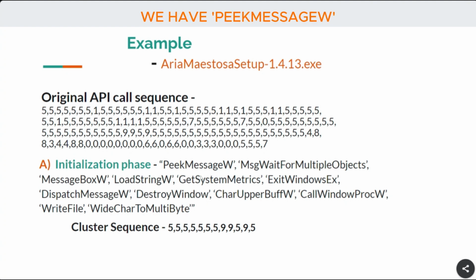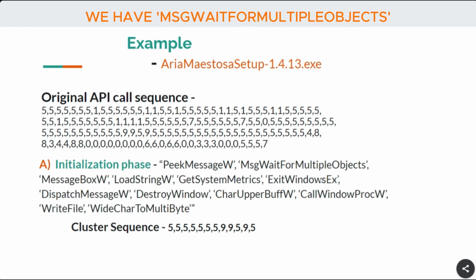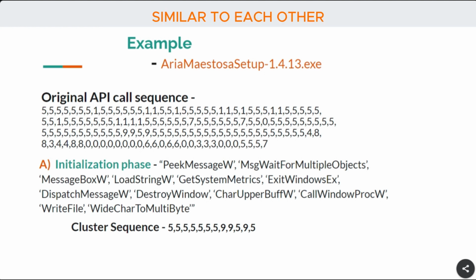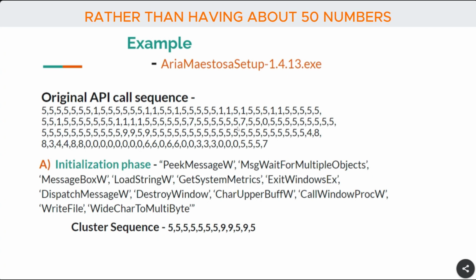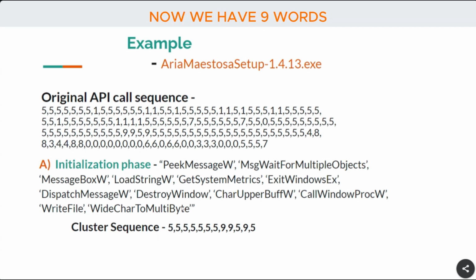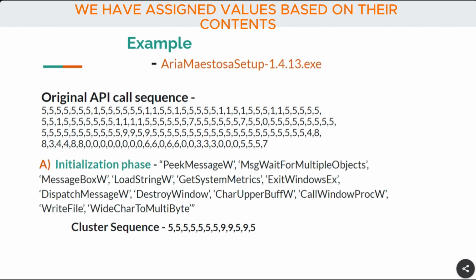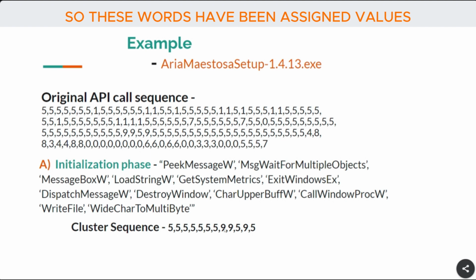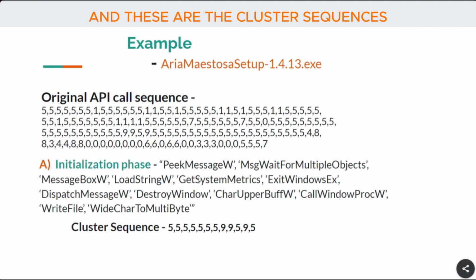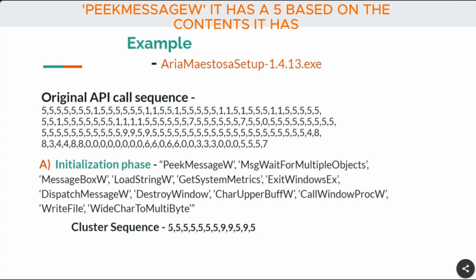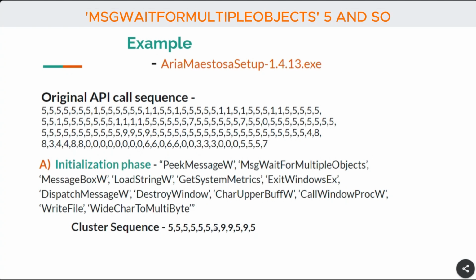So in this situation, we have pick message, we have message weights for multiple objects. Each of these groups contain objects similar to each other. You can see, rather than having about 50 numbers, now we have 9 words. That is how dramatic this model is. And then this word, remember, we have assigned values based on their content. So these words have been assigned values, and these are the cluster sequences based on the value of these words. So you have pick message W, it has a 5 based on the content it has, message weight for multiple objects, 5, and so on.